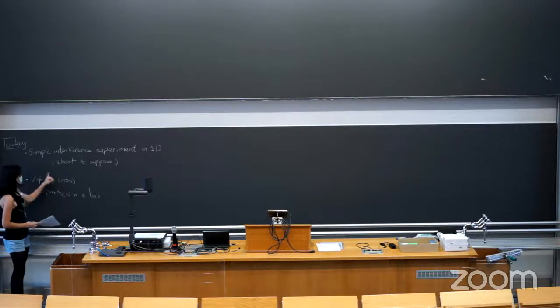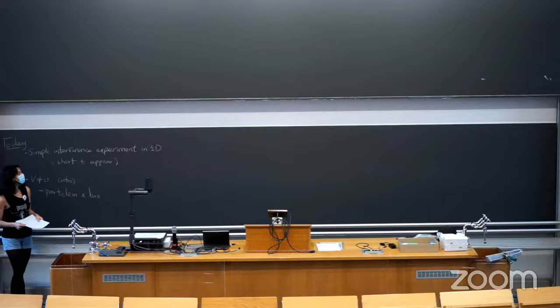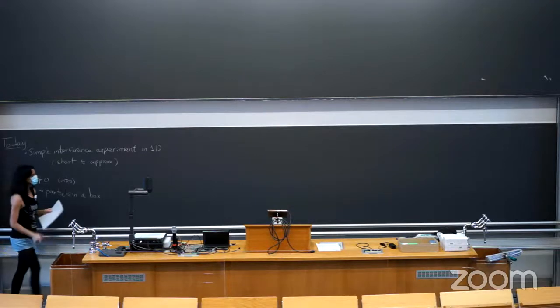And then we're going to finally see the point where we have a non-zero potential, which is what we'll spend like the next couple of weeks on. And you'll see the simplest possible case, which we call the particle in a box. So I'll explain what this is in a bit. So let's just recap what we did last week.